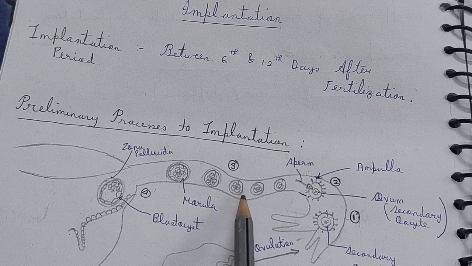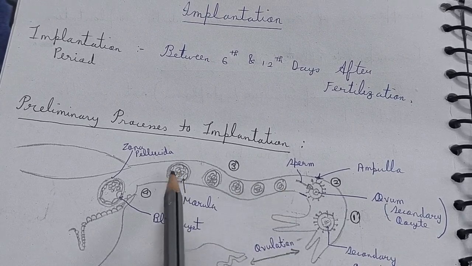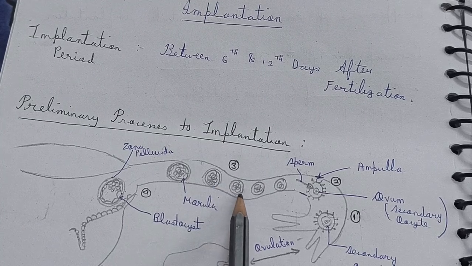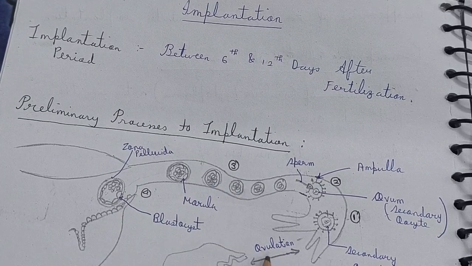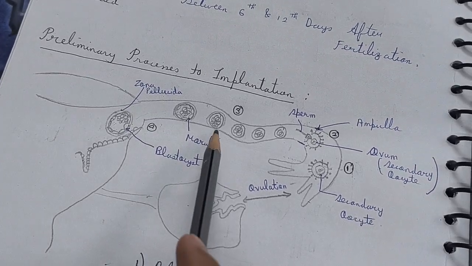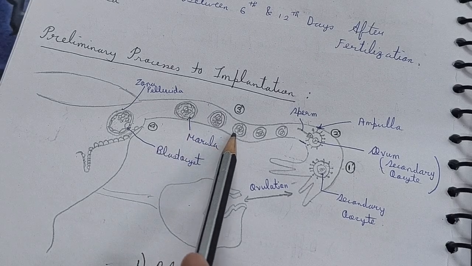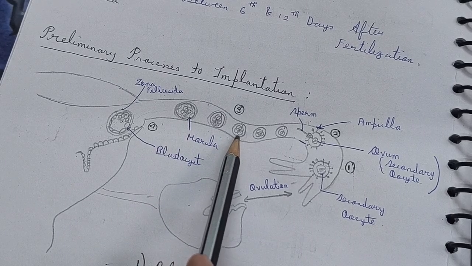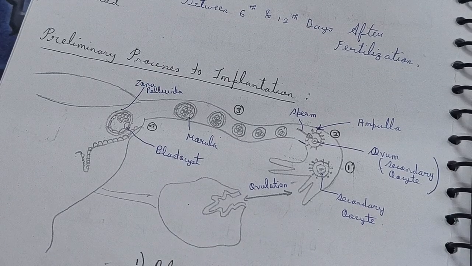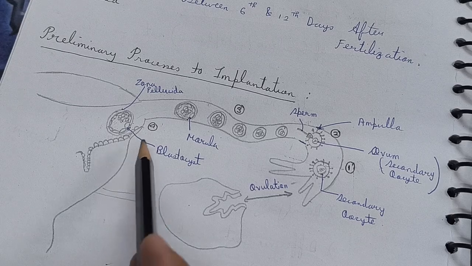Now the main function of the zona pellucida is to prevent the attachment of the fertilized ovum in the fallopian tube and also in the ovary. Since it prevents the attachment of the fertilized ovum in the fallopian tube, it prevents abnormal implantation, and this is the most important function of the zona pellucida.